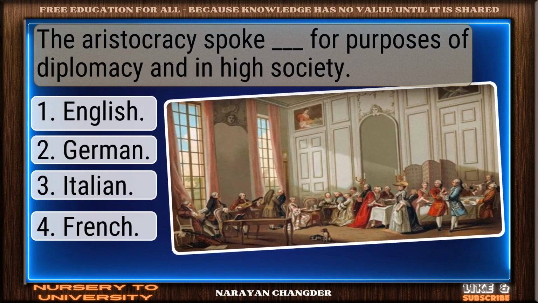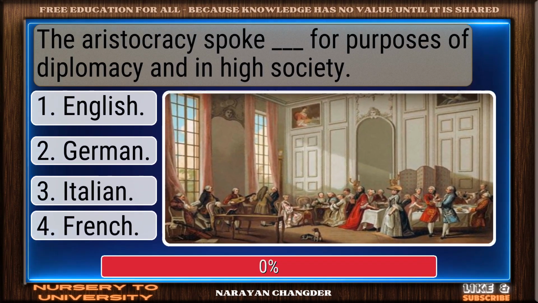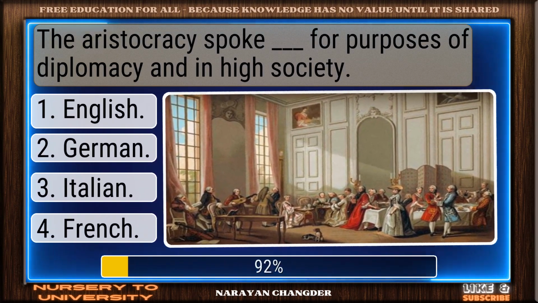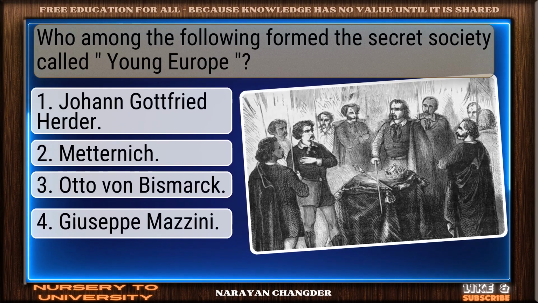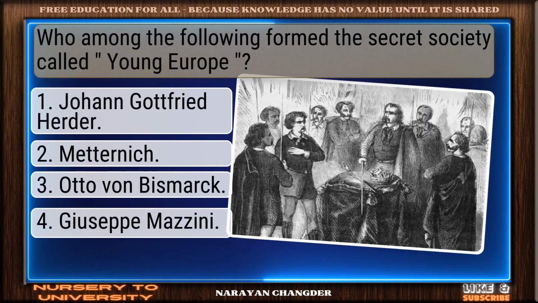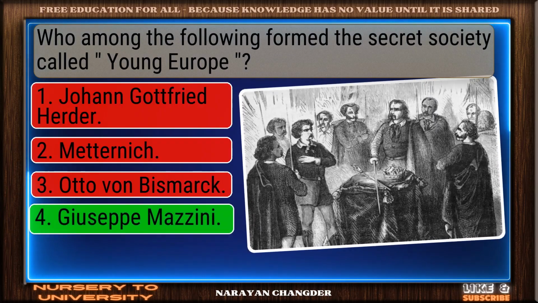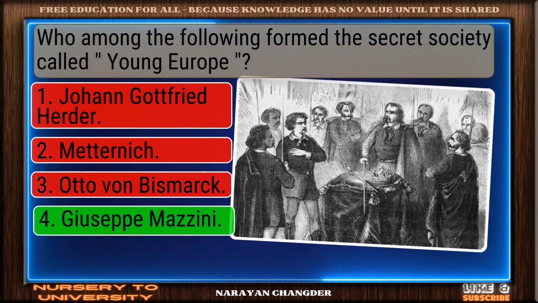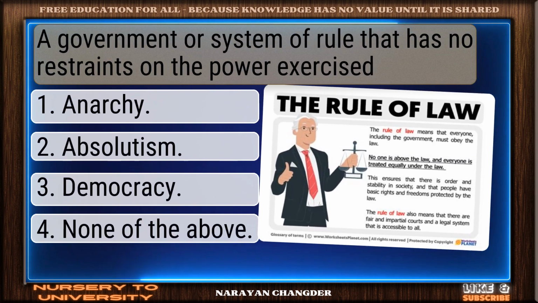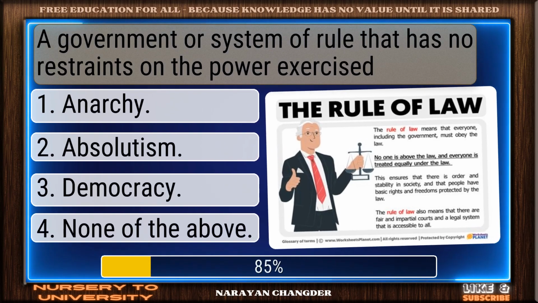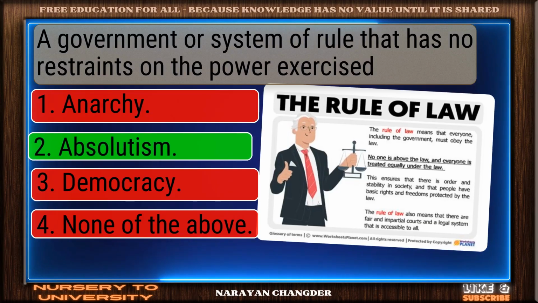The aristocracy spoke dash for purposes of diplomacy and in high society. Bravo. French is the answer. Who among the following formed the secret society called Young Europe? Nice selection. Giuseppe Mazzini is correct. A government or system of rule that has no restraints on the power exercised. Excellent. Absolutism is well reasoned.